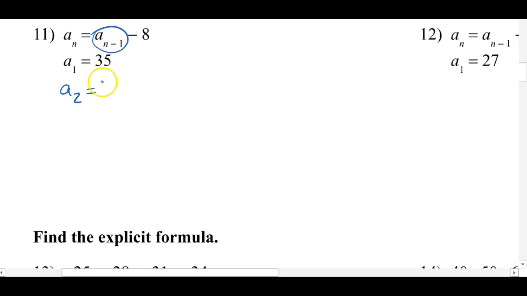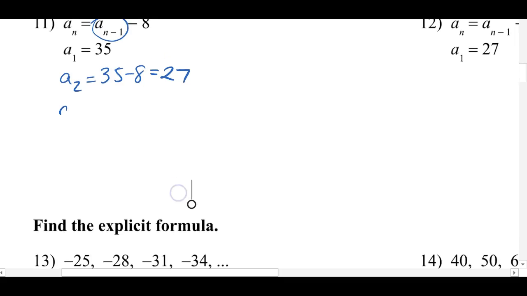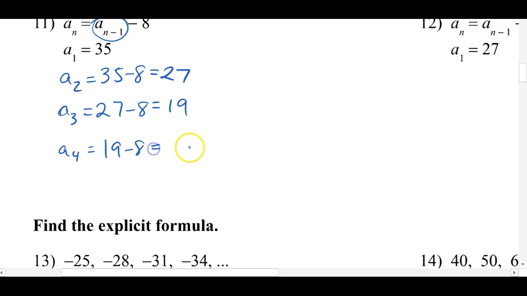It's down here. So now we just simply plug in 35 minus 8. That gives us 27. And then for the third term, we take the 27 and plug it in, and now it's 27 minus 8, and that gives us 19. And then to find the last term, or the fourth term, we take the 19 and plug it in, and then subtract 8. Okay, and that would be 11.